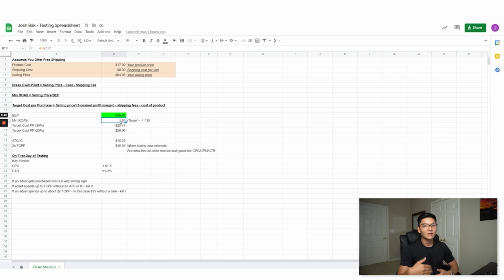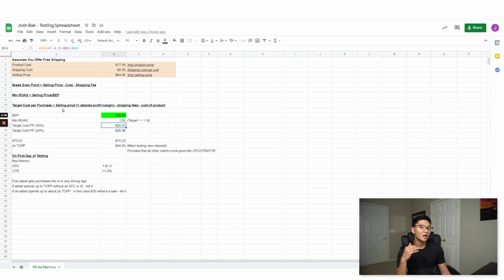Now the rows underneath show me what my target cost per purchase is if I want to have a 30% margin and a 20% margin, depending on you. You can continue to change this up if you want just a 10% margin, 50% margin, and so on. If you have a look here, the formula is selling price times 1 minus the desired profit margin, so 30%, minus the shipping fees and minus the cost of product. What this tells me is that my target cost per purchase is $20.47.